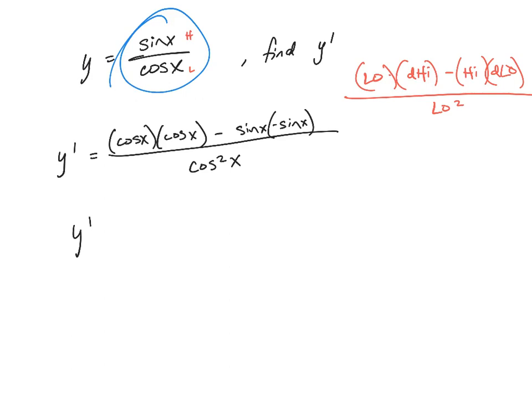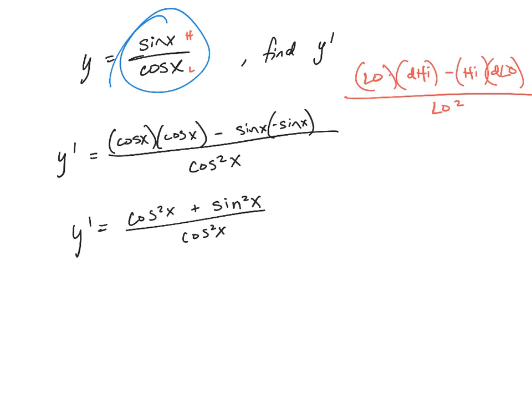Alrighty, let's do some simplifying here. Let's call this cosine squared x, and a negative negative, so plus sine squared x, all over cosine squared x.